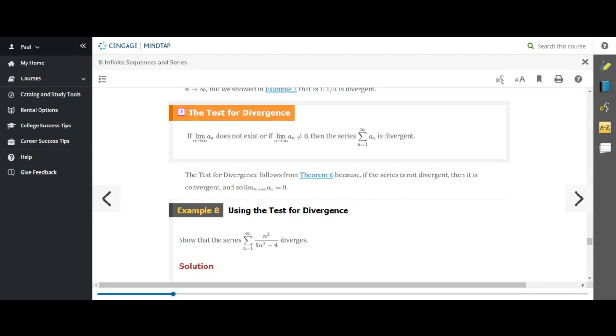When n is large, is the 4 going to mean much? Is it going to matter much? No. So what is n squared over 5n squared equal to? When n is large, forget about the 4. I mean, you can't forget about it, but it doesn't affect the value of the terms of the series. Okay, that's right, Jacob. 1/5.